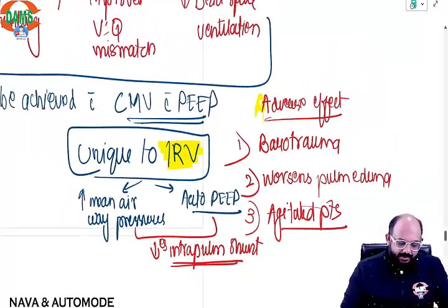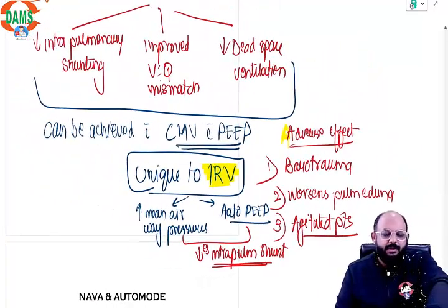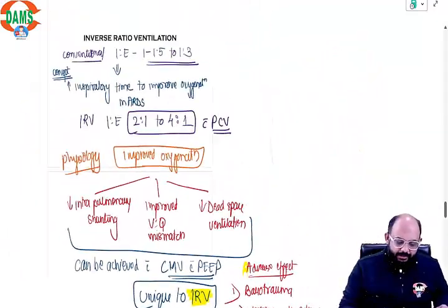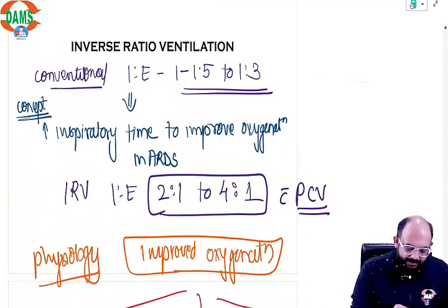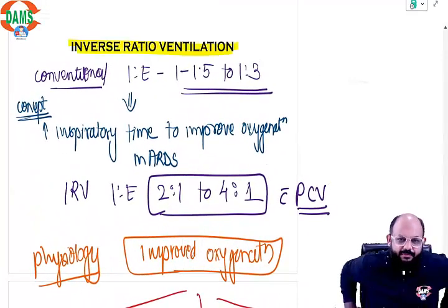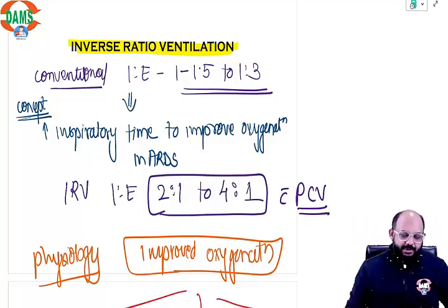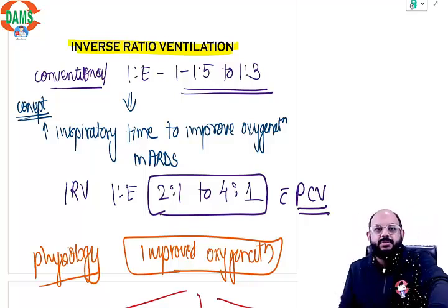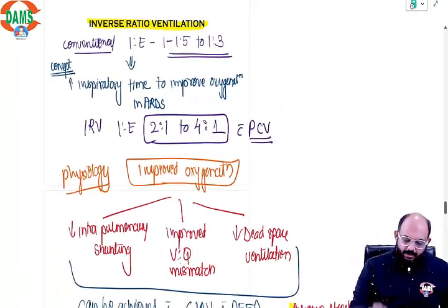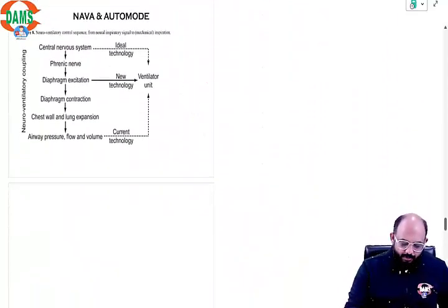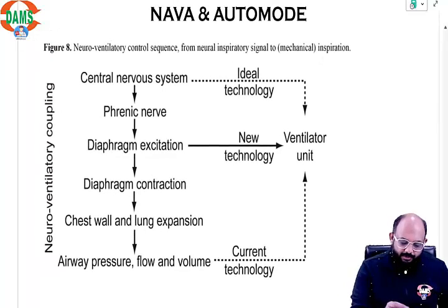So this is again a short note that comes, that is inverse ratio ventilation. The name is only telling you IRV, inverse ratio, where the ratio is inverse between inspiration to expiration. Inverse ratio ventilation. Okay. Now we will talk about two modes, NAVA and auto mode.